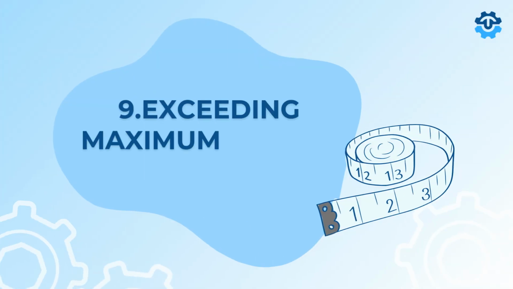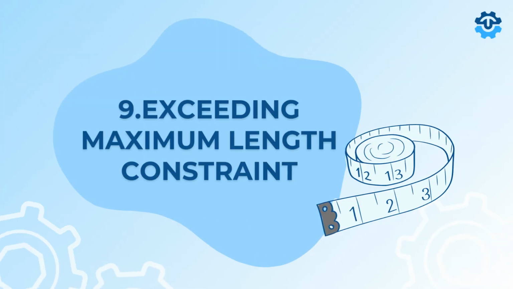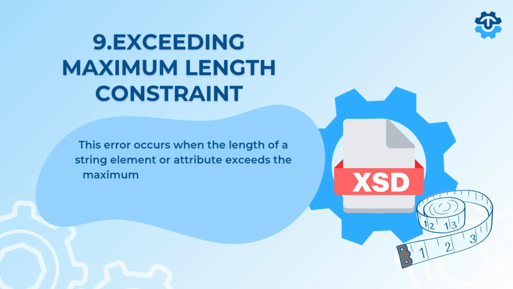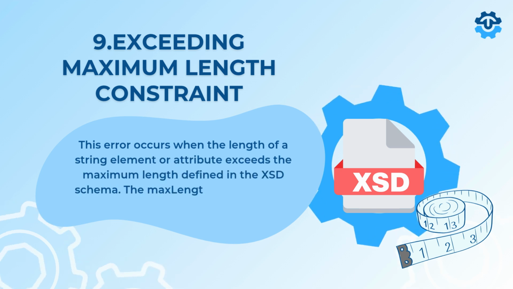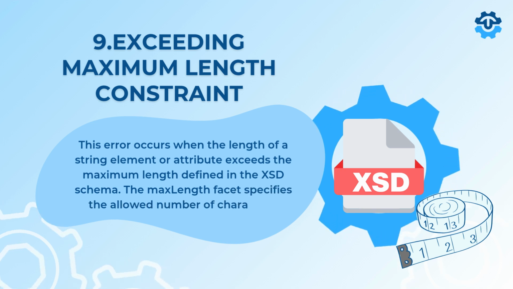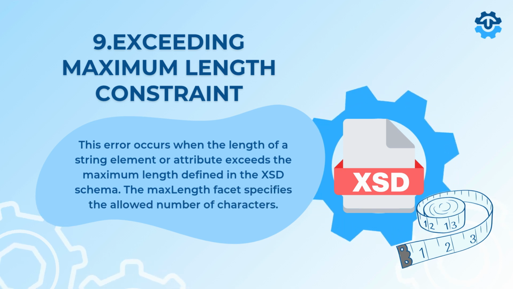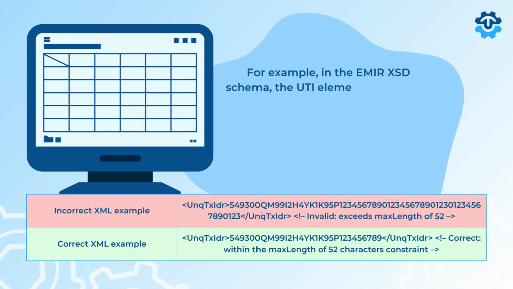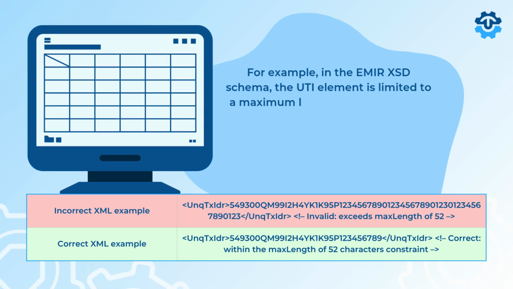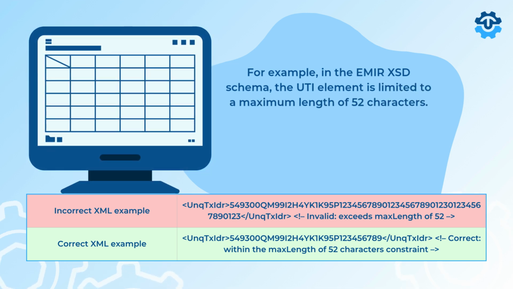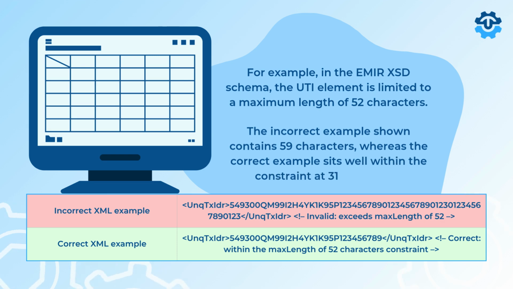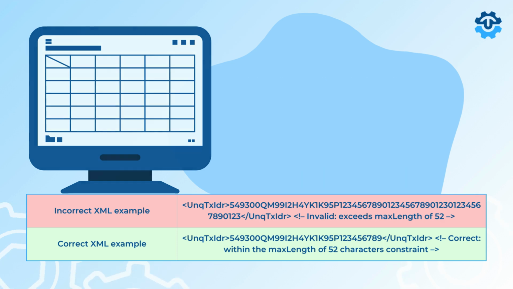Error 9. Exceeding maximum length constraint. This error occurs when the length of a string element or attribute exceeds the maximum length defined in the XSD schema. The max length facet specifies the allowed number of characters. For example, in the EMIR XSD schema, the unique transaction identifier element is limited to a maximum length of 52 characters. The incorrect example shown contains 59 characters, whereas the correct example sits well within the constraint at 31 characters.